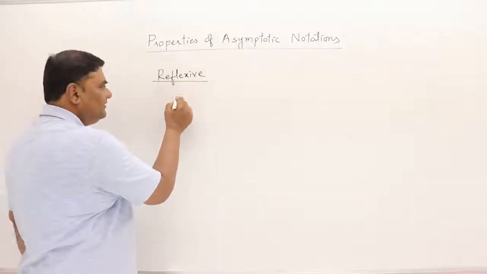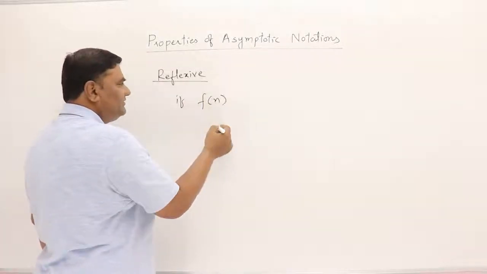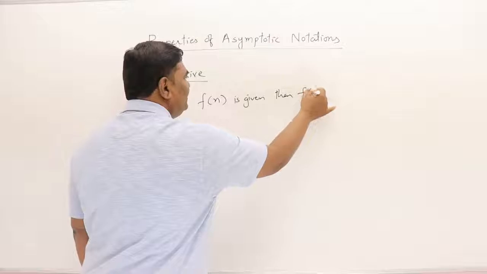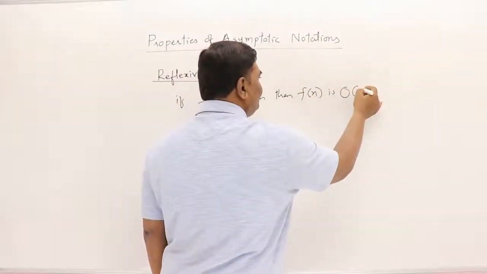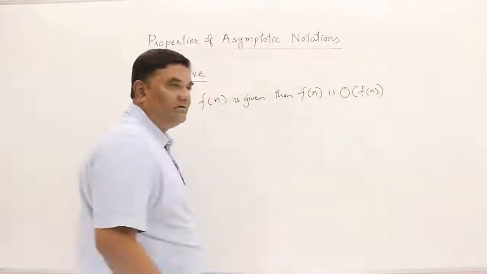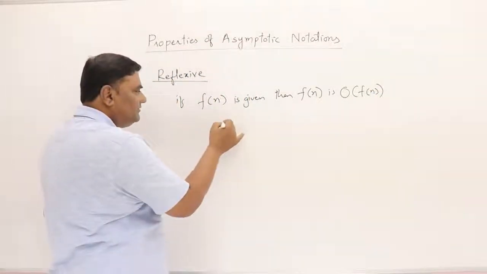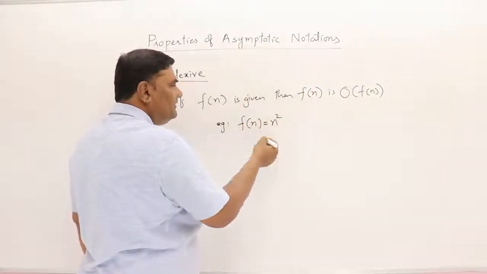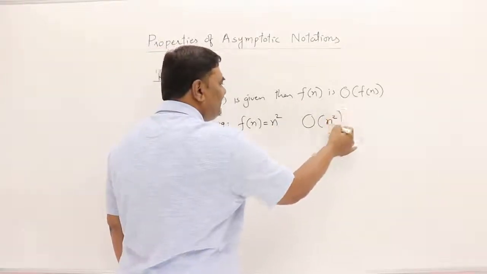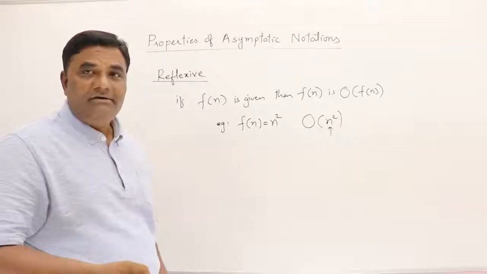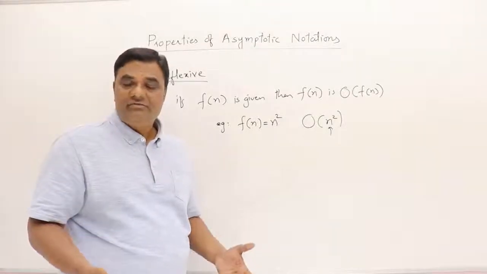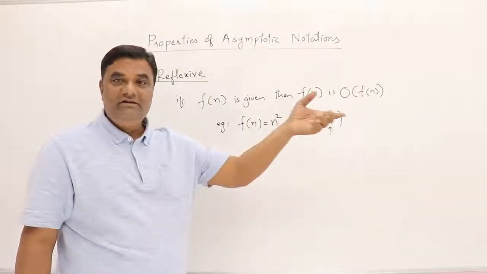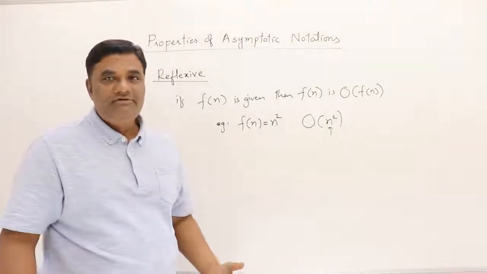Reflexive property: if f of n is given, then f of n is big O of f of n. For example, f of n is n square. So this is big O of n square, that is f of n only. So a function is the upper bound of itself. Yes, it is true. Upper bound is any function greater than or equal to. So that same function is an upper bound of itself.